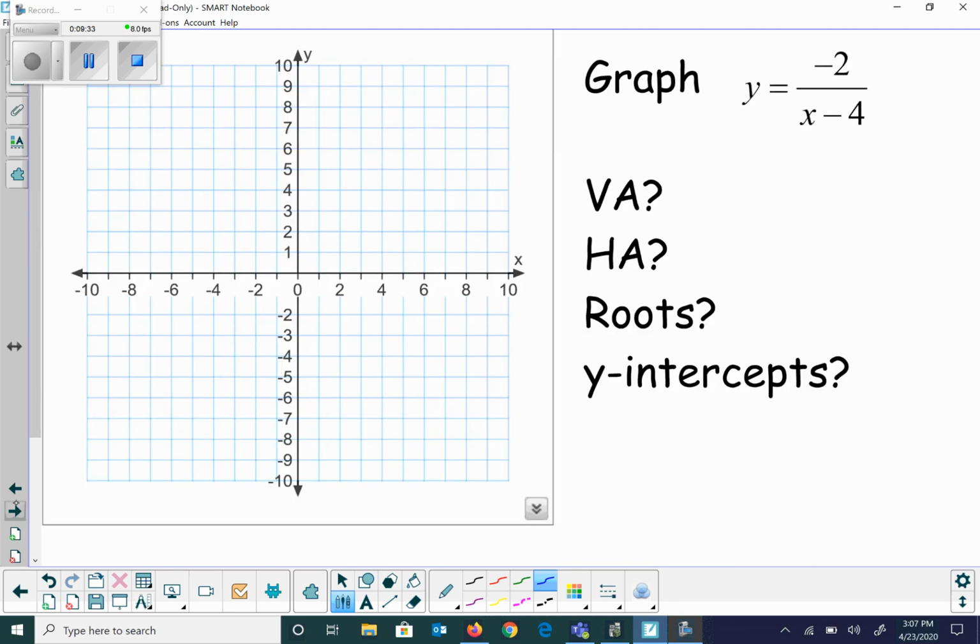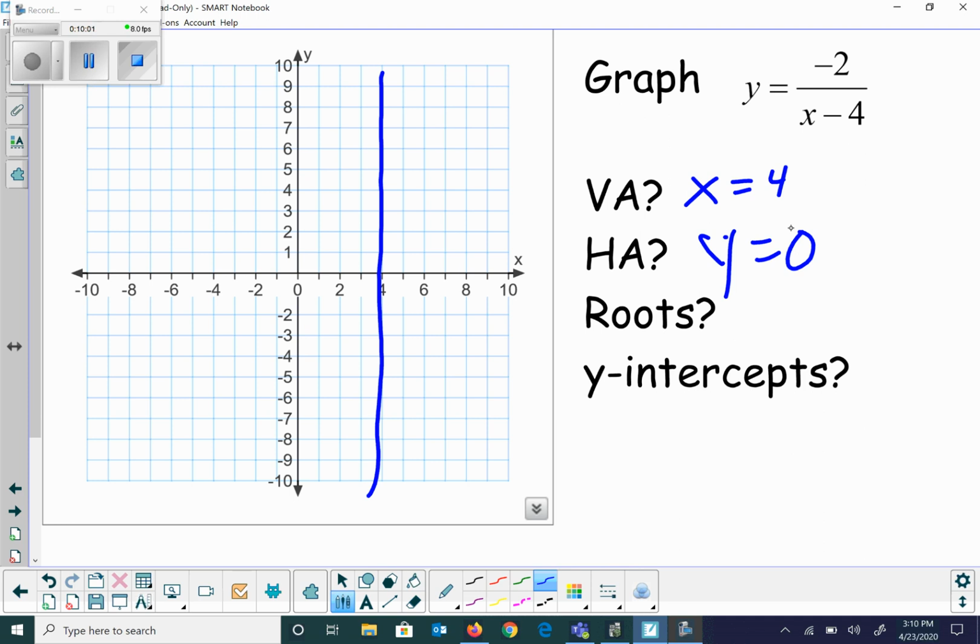Okay, so let's graph this. Vertical asymptote, x equals 4. Do you see why? Because if I plug 4 into the original equation, I would get 0 in the denominator. So I get 4 right here as my vertical asymptote. And then where is our horizontal asymptote? It's going to be at y equals 0.